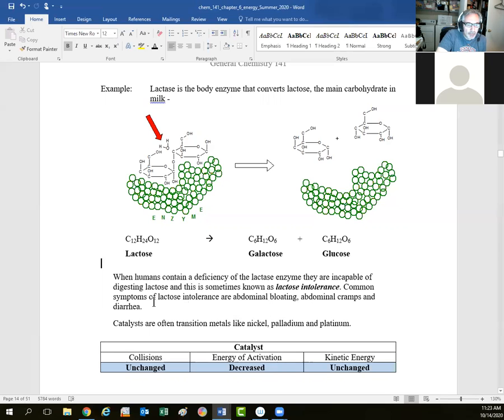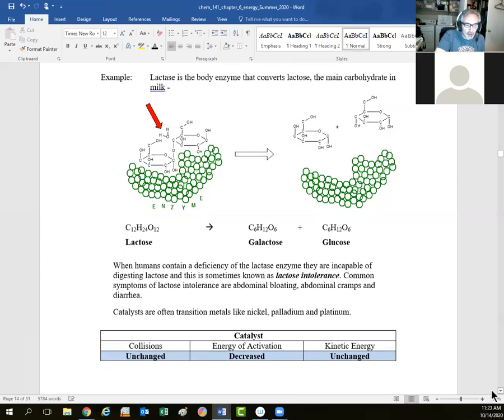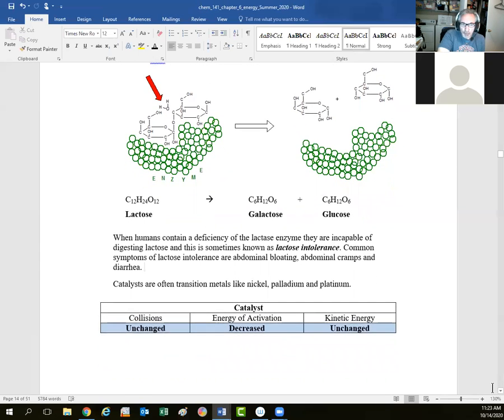Now, some people can't create the enzyme lactase in their body, and so they're not able to break lactose down. And so we say that these people are lactose intolerant. Consequences for that are often things like abdominal bloating, cramps, and sometimes, in severe cases, even diarrhea.